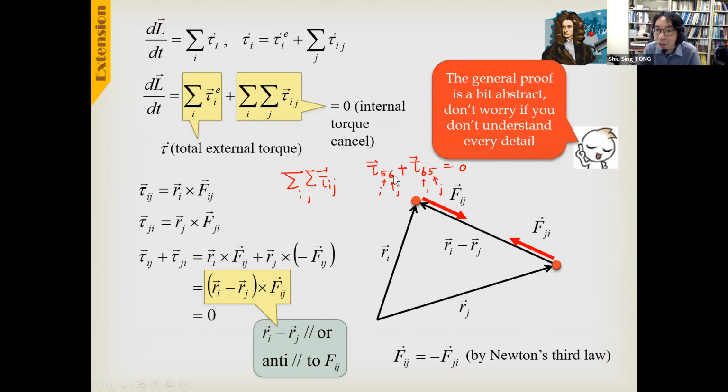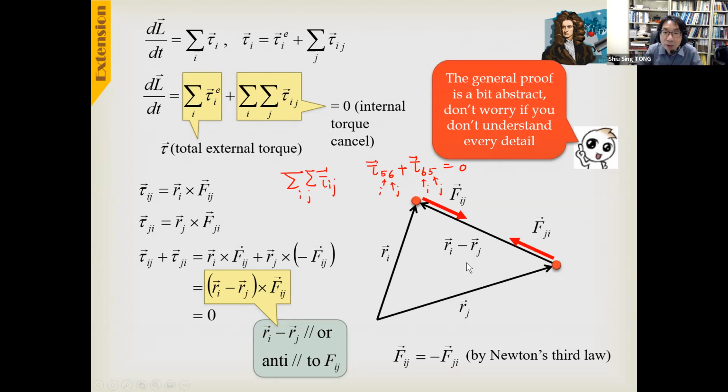So that's why tau 5,6 and tau 6,5 cancel. And similarly, tau 6,7 and tau 7,6, tau 10,1 and tau 1,10, they cancel in pairs. And so this double sum always sums up to 0. What is left over is the sum of all external torques acting on the particles, that is the total external torque. The internal torque doesn't matter. It will not change the total angular momentum. So the proof here only says the internal torques will all cancel by Newton's third law.